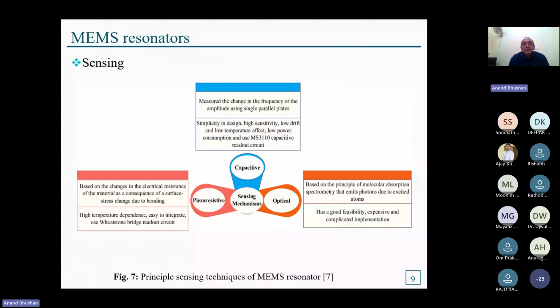Apart from that, there is a piezoresistive way. In the piezoresistive way, we use the piezoresistive property. We put piezoresistive patches on the microbeam resonator, and when deformation happens to the microbeam resonator, this deformation changes the resistivity of the material of the patches, and by measuring this change in electrical resistance of the material, we calculate the deformation of the microbeam resonator. So these are the sensing techniques of MEMS resonators.